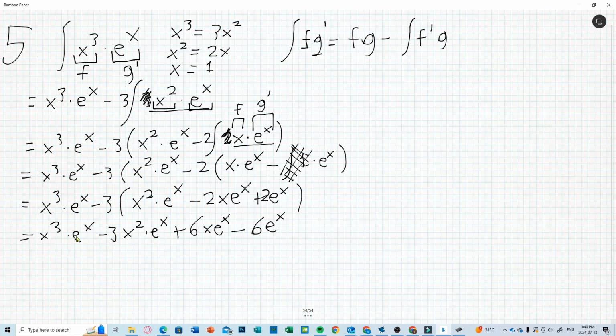Now, as a final step, we notice every term has an e to the x, so we're able to factor it out. We'll have x cubed minus 3x squared plus 6x minus 6, all multiplied by e to the x. And since it's an integral and we're not solving it, we need to remember to add our constant of c at the end.